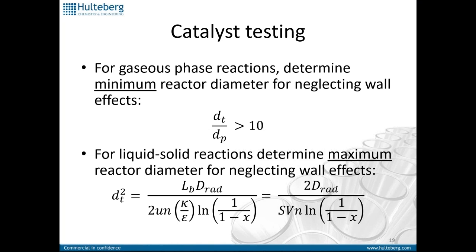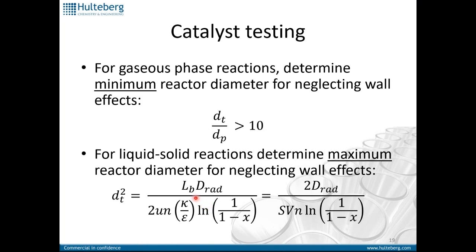For liquid solid reactions, it's actually the other way around. There you have a maximum reactor diameter that you need to consider. So for gaseous phase reactions, it's a minimum reactor diameter, and for liquid solid reactions, it's the maximum reactor diameter. Here we are looking at the radial diffusivity.